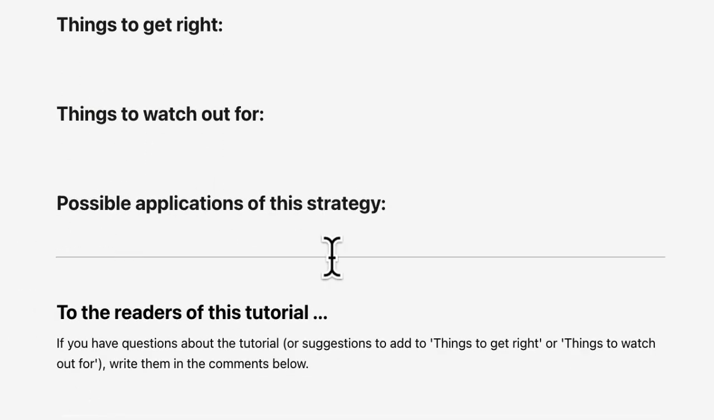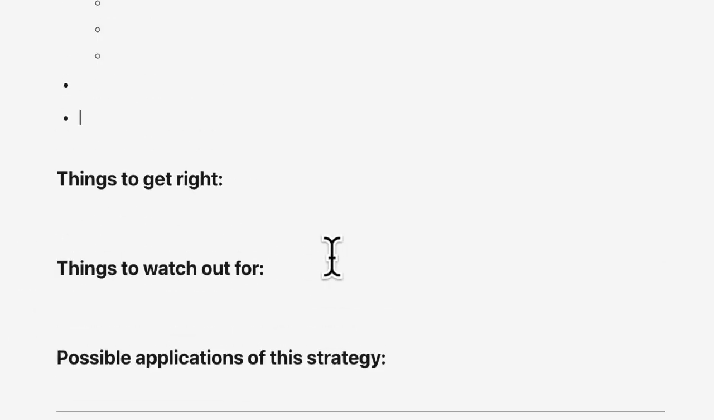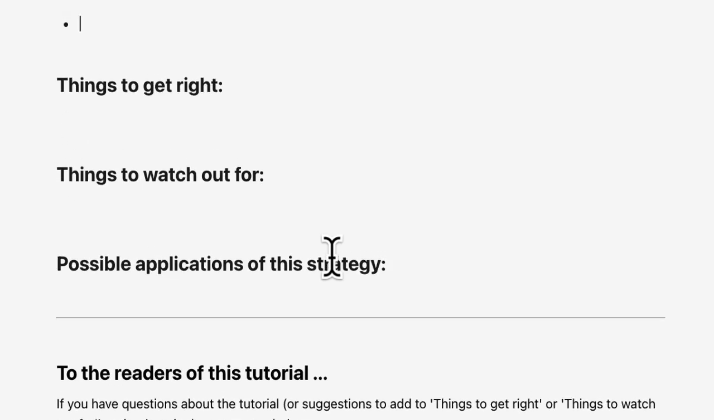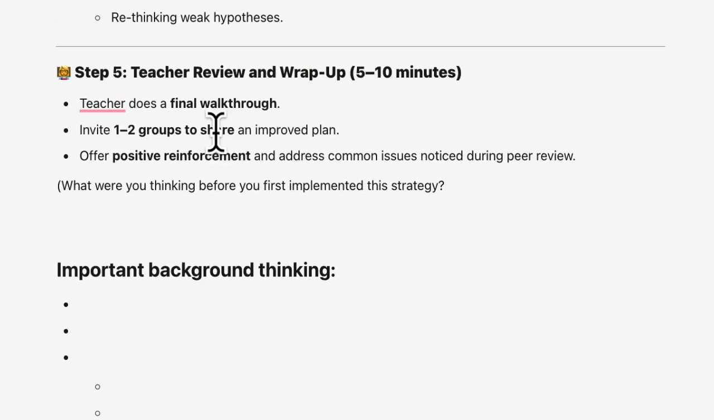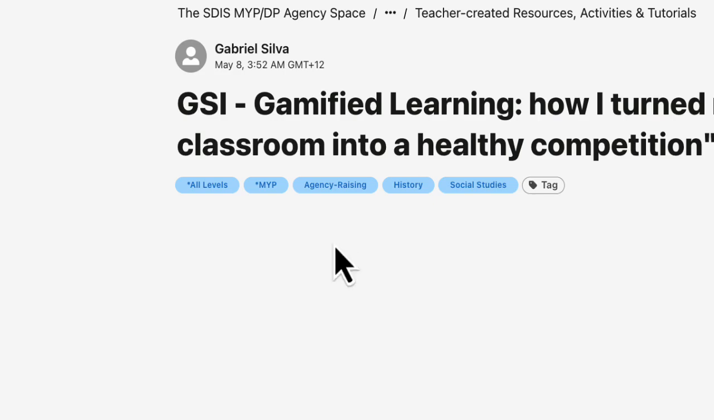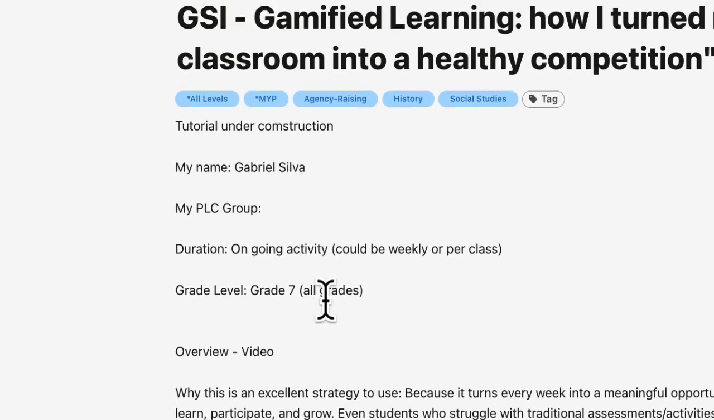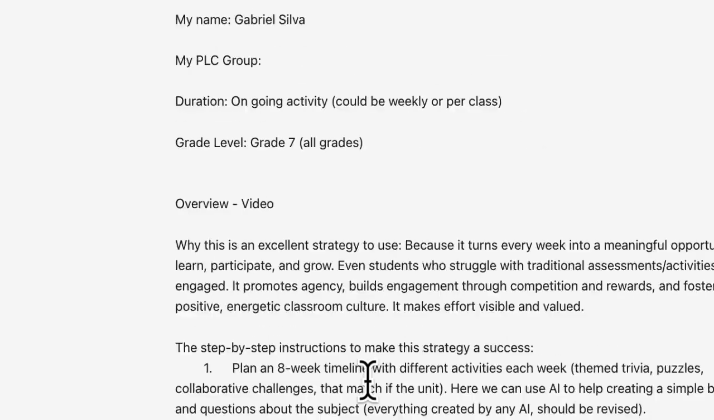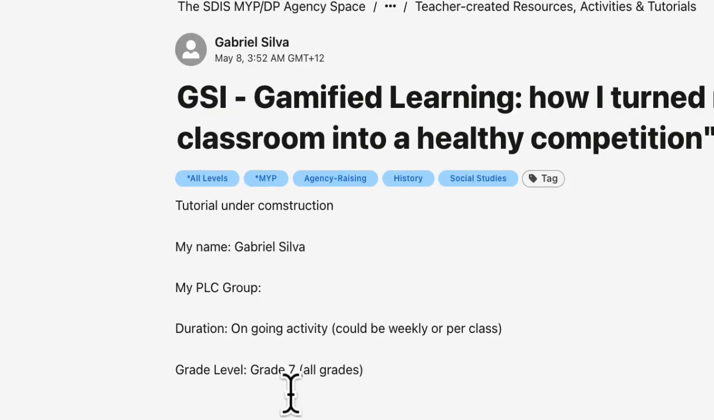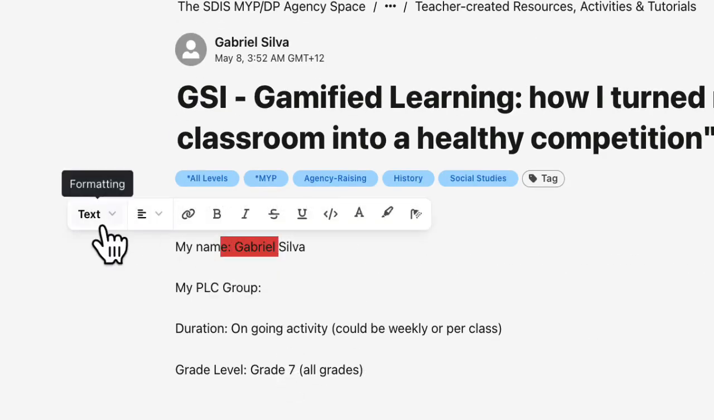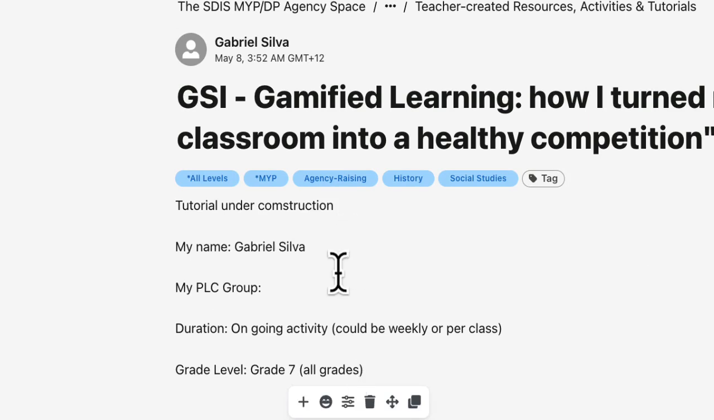Each web editor has its own quirks. Trust me, they're all a bit quirky, and this one's no different. And so you've got some extra stuff to do there. All right, but that's certainly well on the way. Gamified learning, how I turn my classroom into a healthy competition. So you've changed all the text into just normal text, but you still need headings.